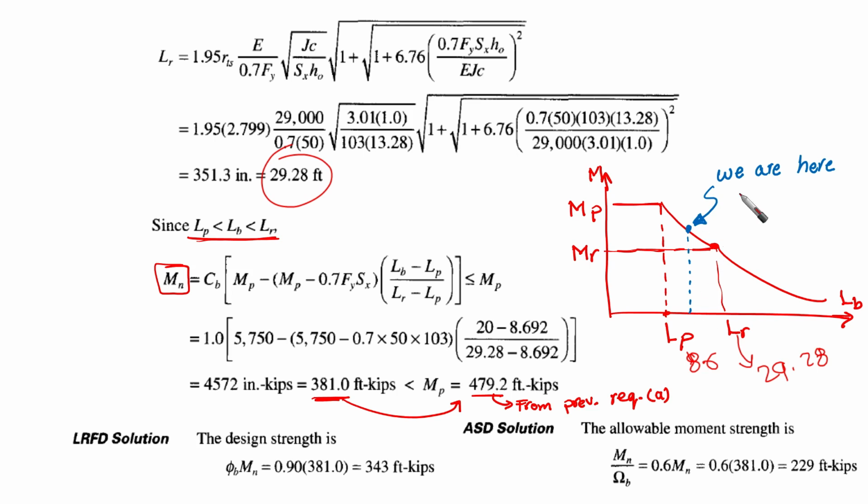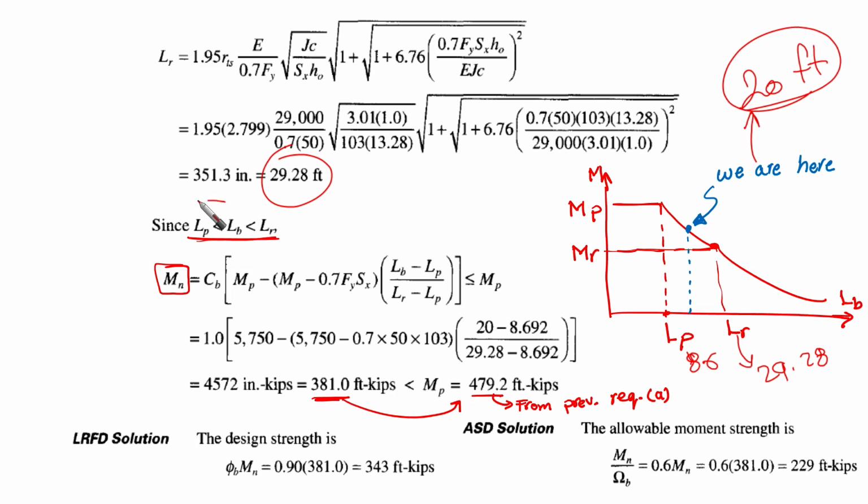Our length is 20 feet, right? So we are in between. What is the failure mode here? It is going to be inelastic lateral torsional buckling. Inelastic lateral torsional buckling, that's very important. This is the failure mode that we are expecting because of the unbraced length of 20 feet.